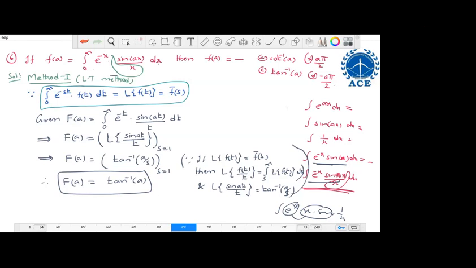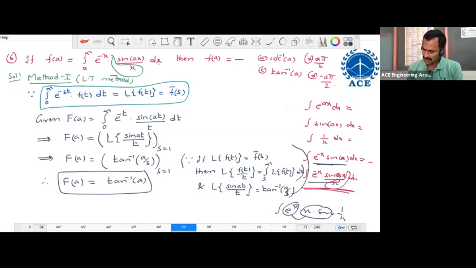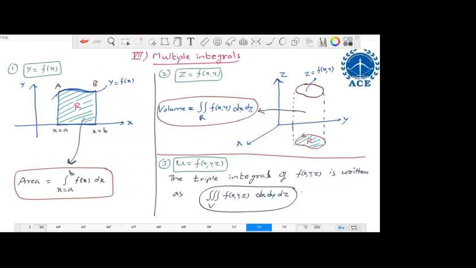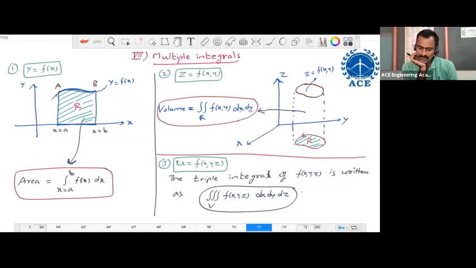Sir, page number 72. Page number 72. Okay. Sir, the volume integral comes with three integrals now. No. In the second point, actually, a single integral gives some value.